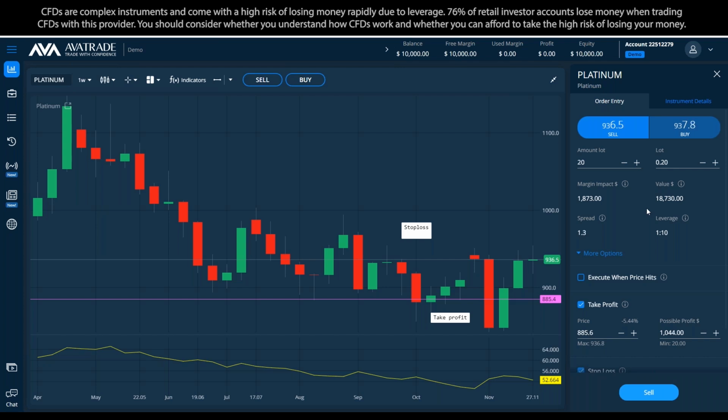CFDs, contracts for difference, are leverage trading. You can read about it more, as I said, and you can of course review the videos here to understand a bit better how it works.